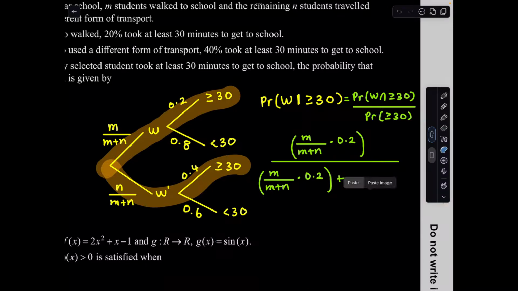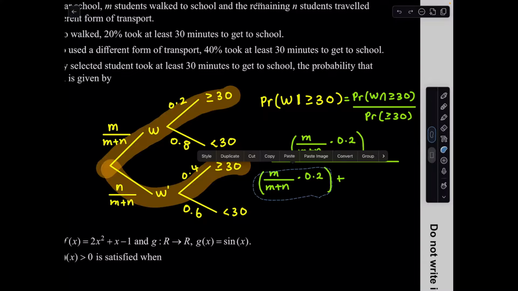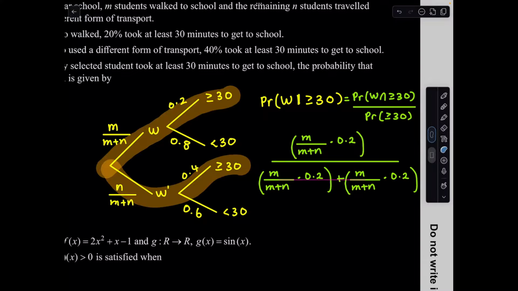Let me duplicate that here, so I don't get confused. So this one's going to be N, yeah? Because it's this one, yeah?